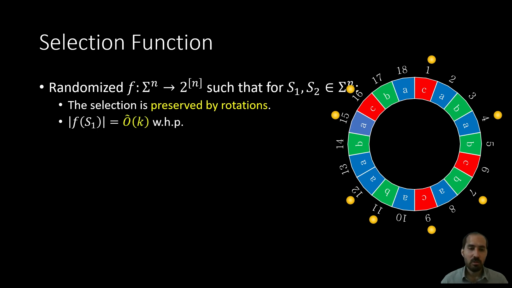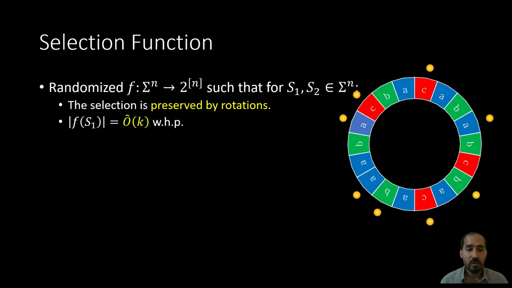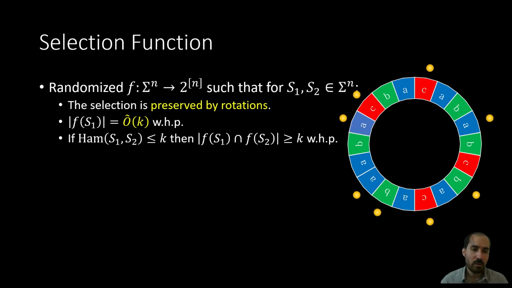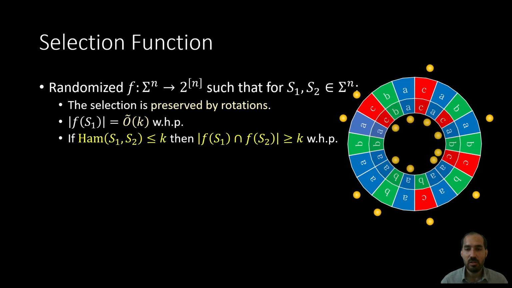The second property that we want to have is that the size, the number of positions we select for a string, is not too large: it is O tilde of k with high probability. And the third property is that if the Hamming distance of two strings is small, then we want the intersection of the positions selected for the two strings to be at least k.